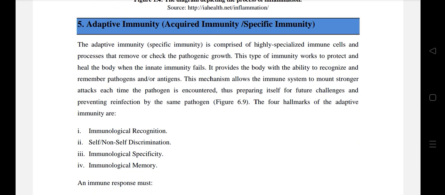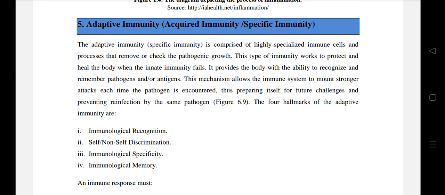The adaptive immunity, or specific immunity, is comprised of highly specialized immune cells and processes that remove or check pathogenic growth. This type of immunity works to protect and heal the body when the innate immunity fails. It provides the body with the ability to recognize and remember pathogens and other antigens. This mechanism allows the immune system to mount stronger attacks each time the pathogen is encountered, thus preparing itself for future challenges and preventing reinfection by the same pathogen.